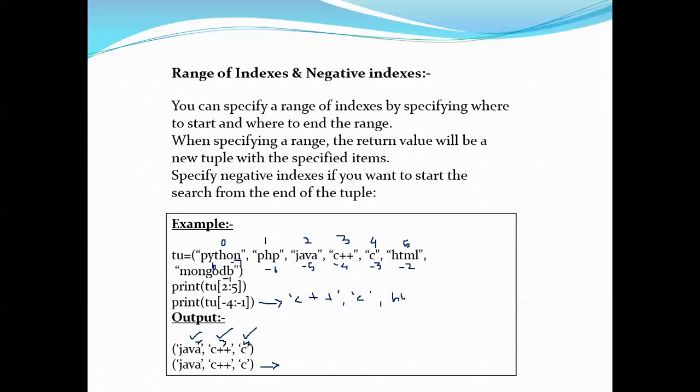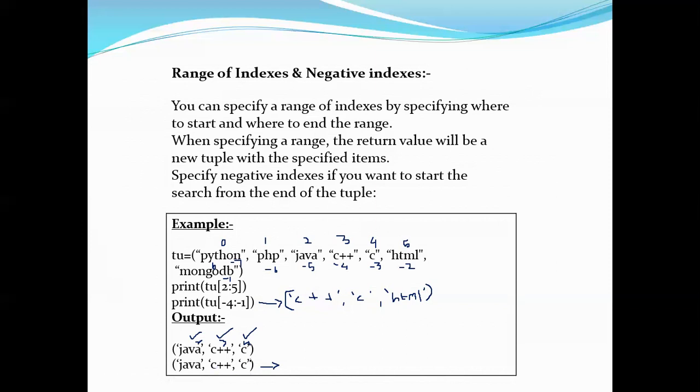And -1, I will not consider because it is the last index in my range. So I will not take -1, right? So this will be obtained as output when I print. This is actually round brackets, okay? When I print this, I will get print tu of -4 colon -1. I get C++, C, HTML.